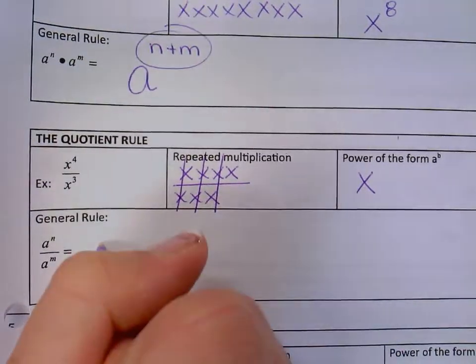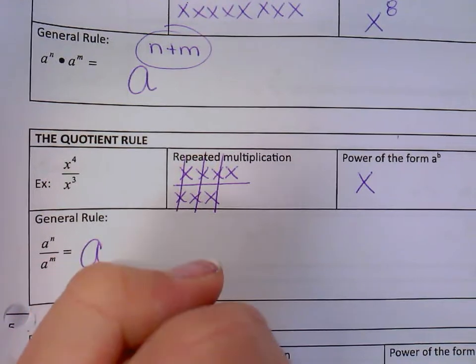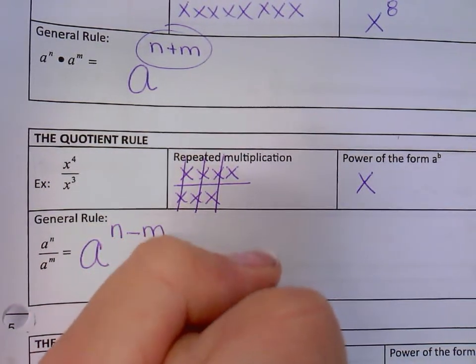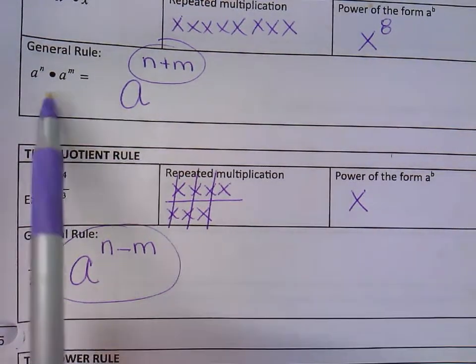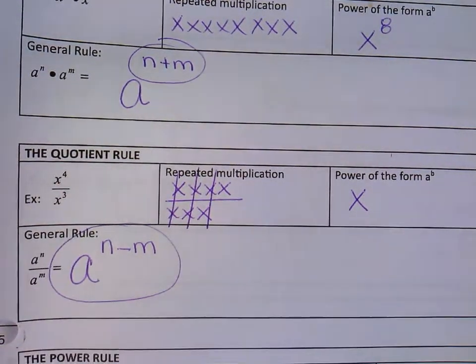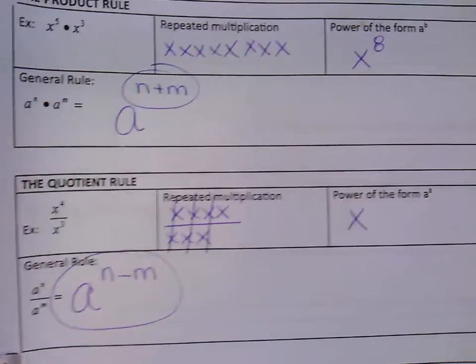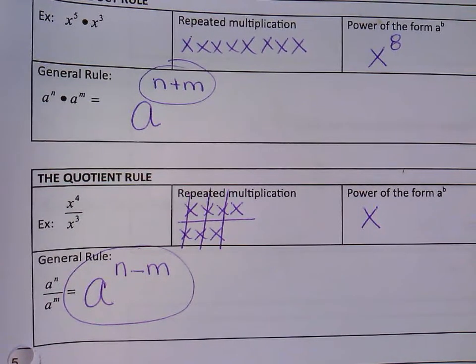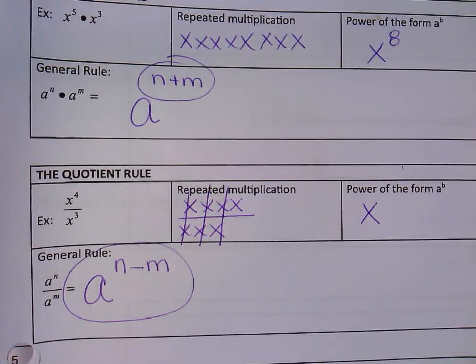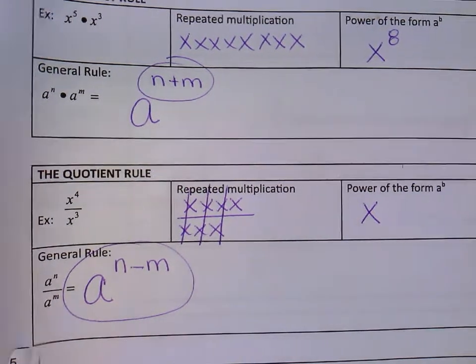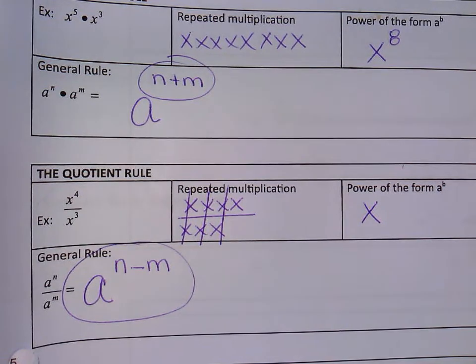So it would be a to the n minus m: I'm taking n, subtracting m. So if you're multiplying, you add, and if you're dividing, you subtract. But if you forget, just write out your repeated multiplication and cancel them out. So you'll have these rules to look at when you're doing the guided practice on the next page.